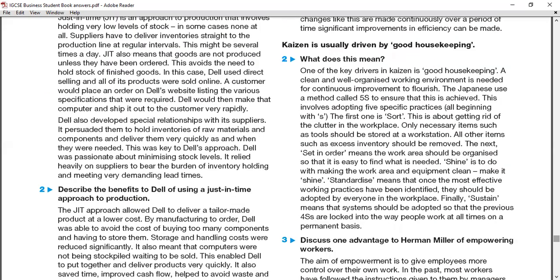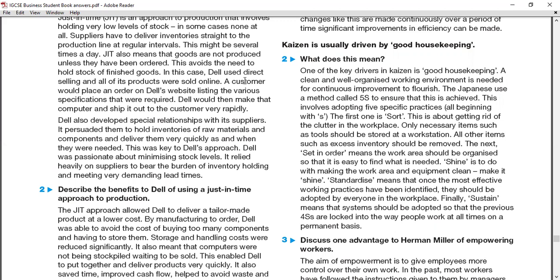Okay. Kaizen is usually driven by good housekeeping. What does this mean? This is about the 5S system. One of the key drivers in Kaizen is good housekeeping, a clean and well organized workplace. This can sometimes become 5S questions. So far in the examinations they have not tested it, but I think in future it can be tested. Why? There's more chance because now everyone knows about this concept, the 5S concept, lean production concept, everything. Sometimes they ask analyze questions: analyze the benefits of good housekeeping, or outline what is meant by good housekeeping.